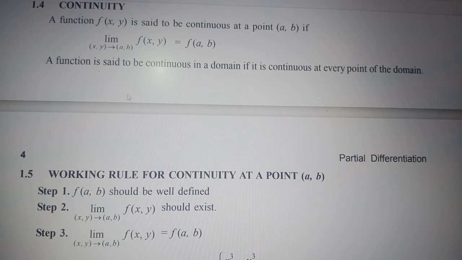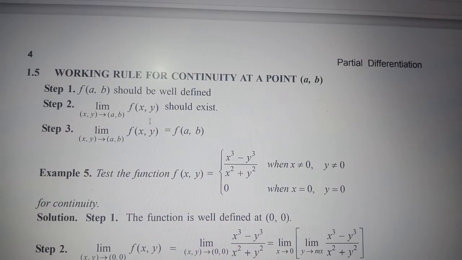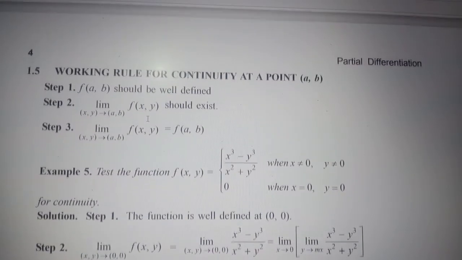A function is said to be continuous in a domain if it is continuous at every point of the domain. It is a very important statement, that is, a function is said to be continuous in a domain if it is continuous at every point of the domain. So what is the working rule for continuity at a point a comma b?